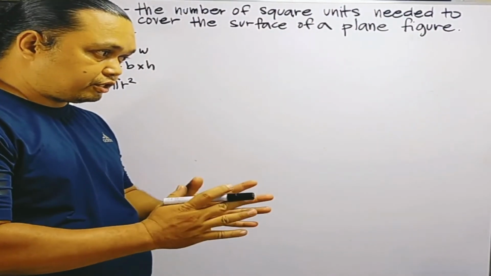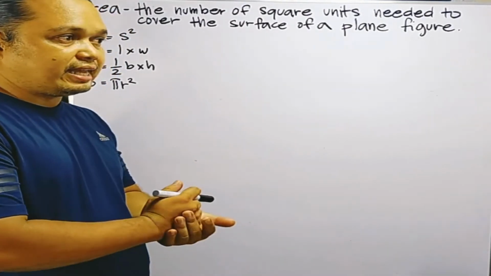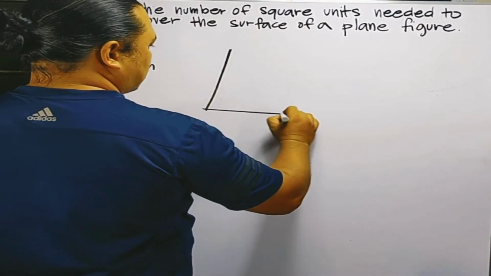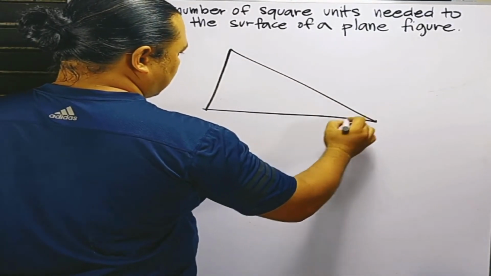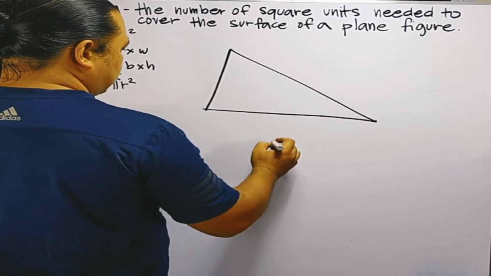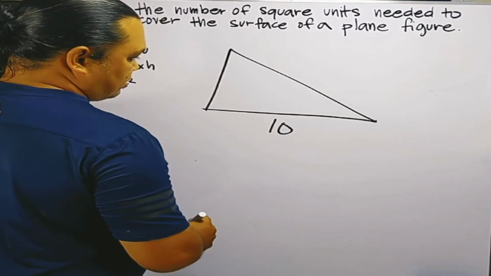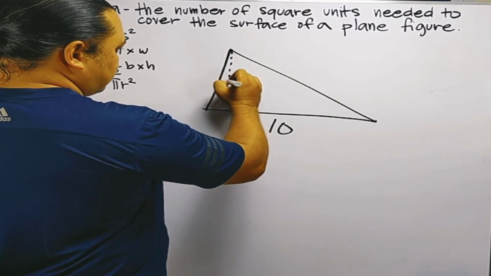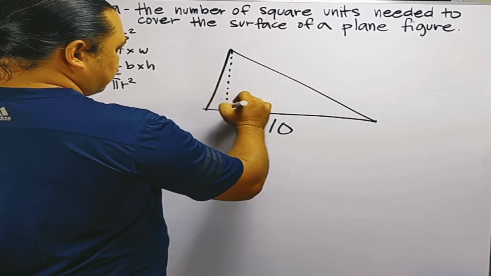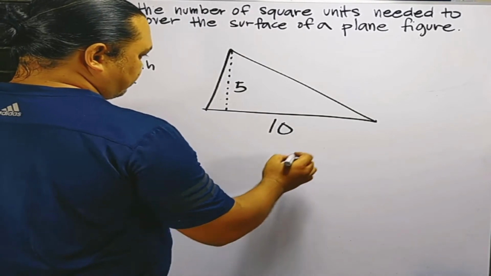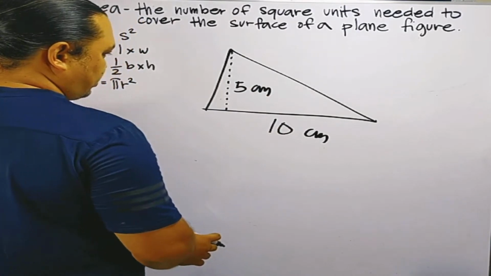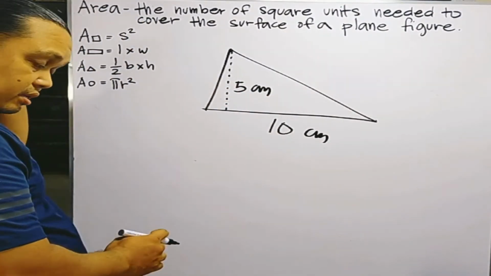Okay, for our next area, Ben, we're going to get the area of a triangle. For example, we have here a triangle that has a base of 10 centimeters and a height of 5 centimeters.